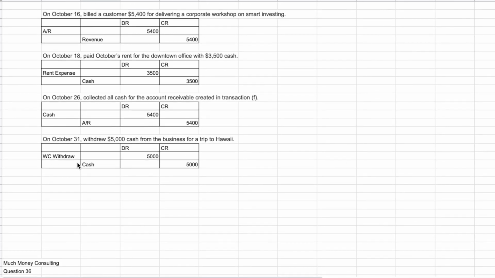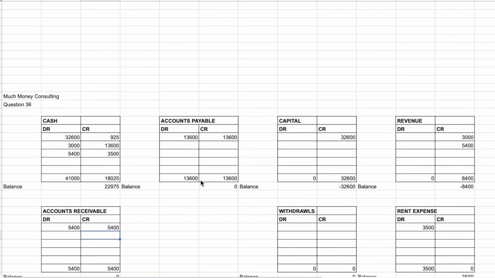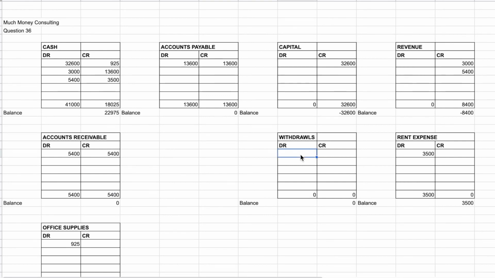Finally, we got a withdrawal of $5,000 and cash went down by $5,000. So withdrawals, debit for $5,000 and cash, $5,000 credit. Okay, so now we've got our T accounts done. I'm using a spreadsheet, but this can be done manually as well. The balance in our cash account now is $17,975. The balance in our accounts payable account is zero.